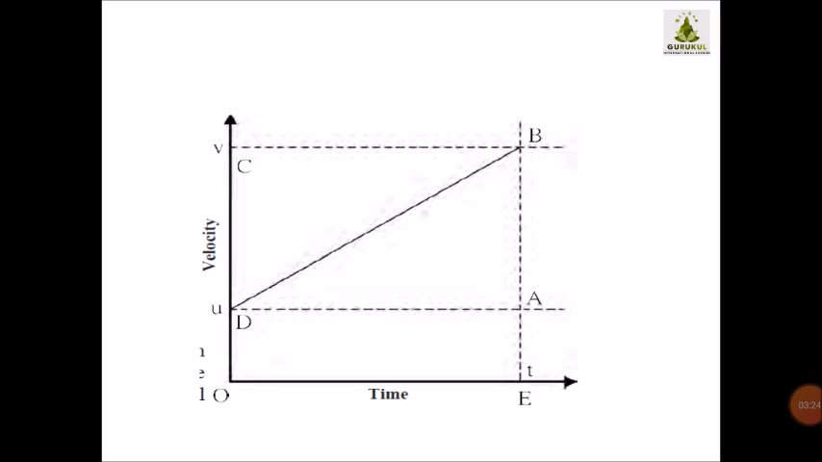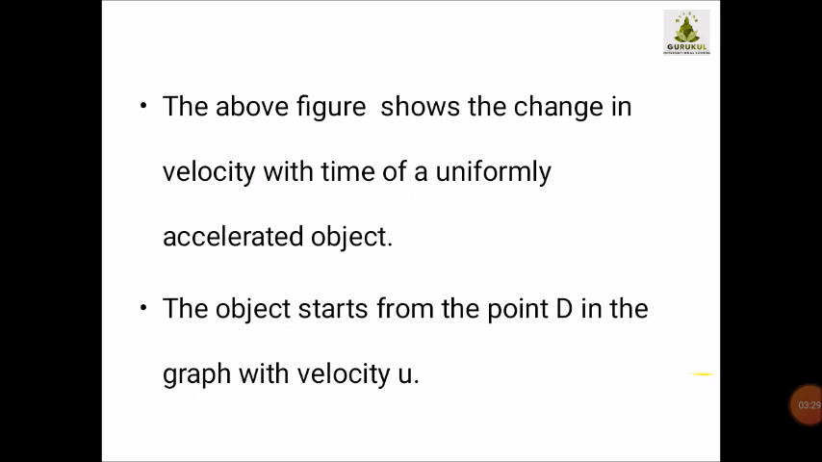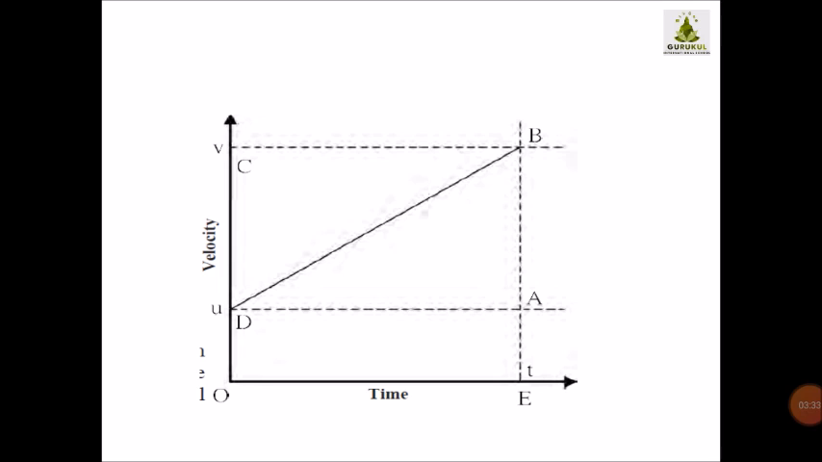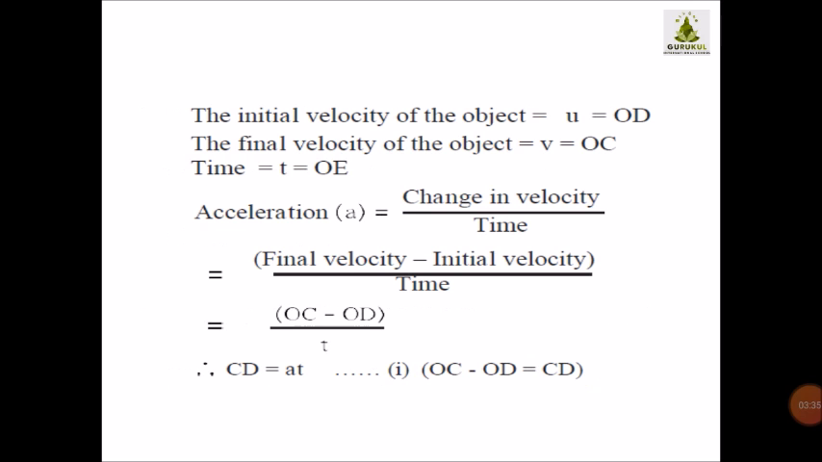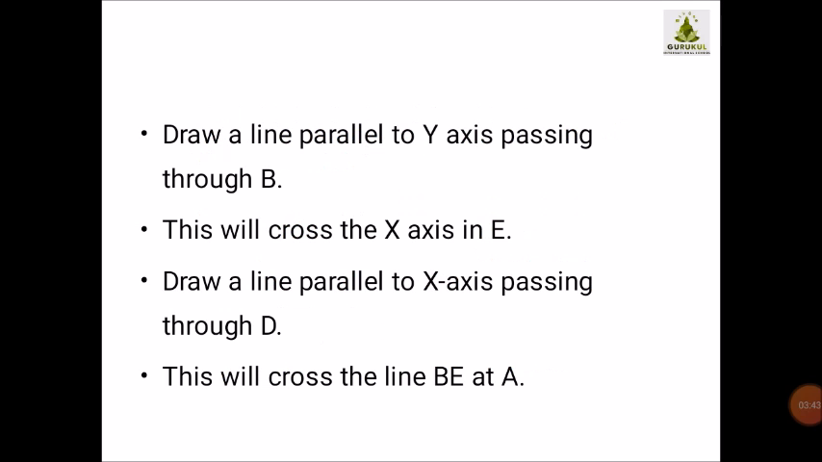Here you can see OC minus OD is equal to CD. Kindly refer to the graph in your textbook, children, so it will be easier for you to understand. So therefore CD is equal to at. If we draw a parallel line to the y-axis passing through the point B, you can refer to the textbook, then this will cross the x-axis at point E.